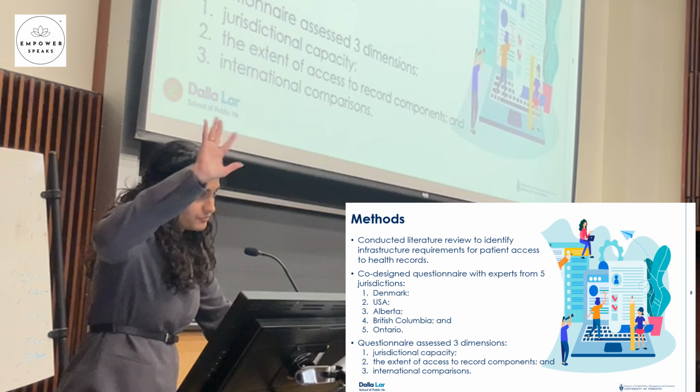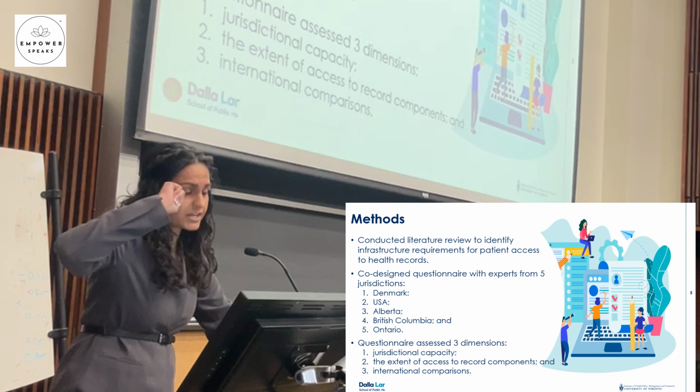The 5 that we chose were Denmark, USA, Alberta, British Columbia, and Ontario. You may be asking, why did we have 3 different provinces? As you may know, in Canada, health care is delivered on a provincial basis. So they differ from one another, and you're going to see that in this study. So we provided these requirements to these experts from these 5 different areas, and we determined from that what were the most important areas.